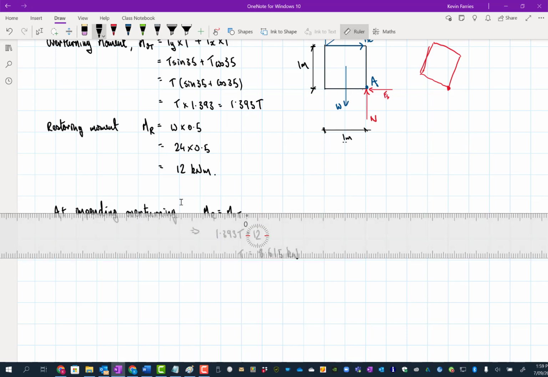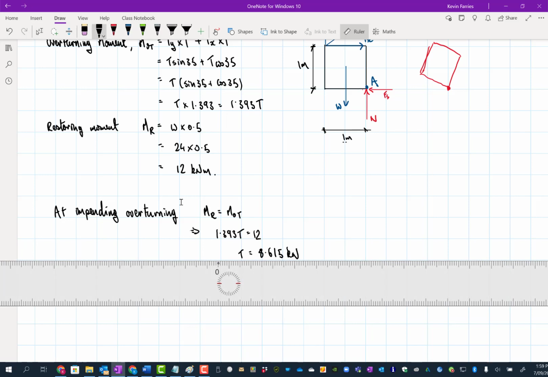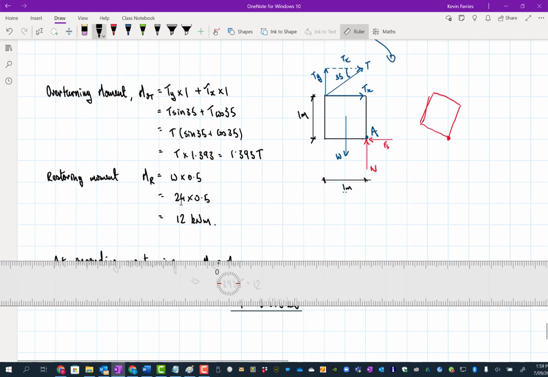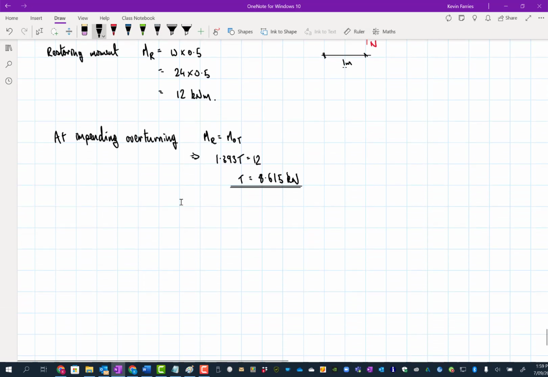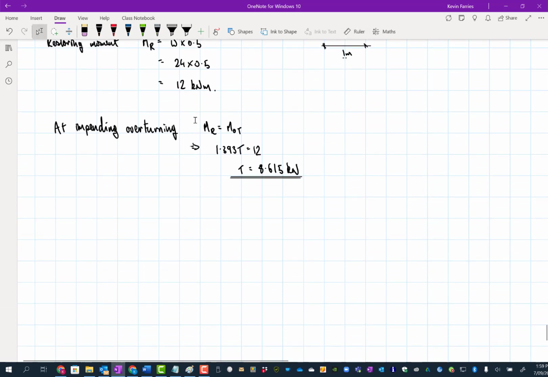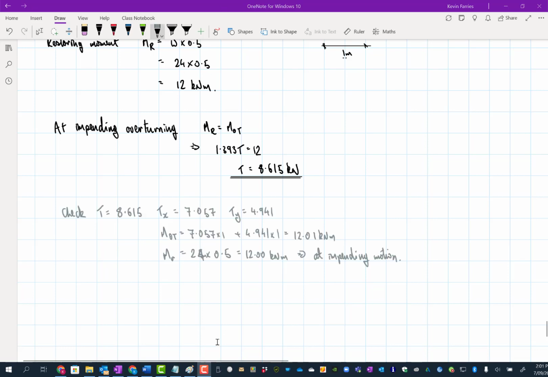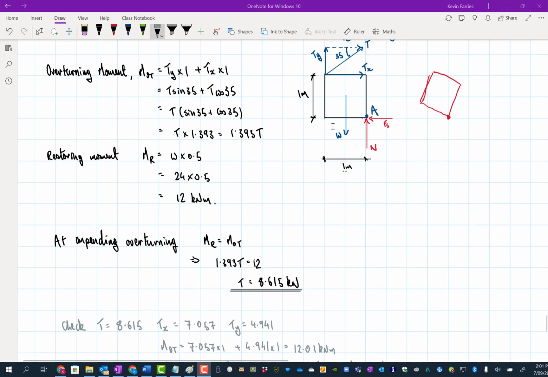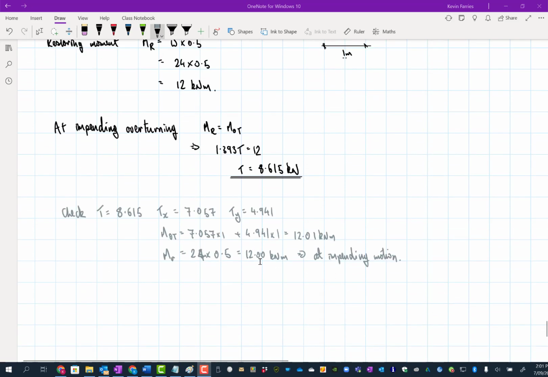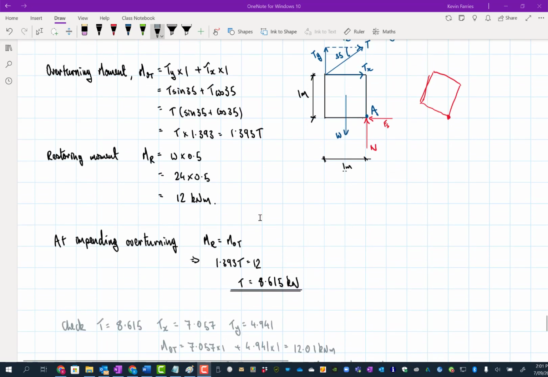Now let me do a quick check on that as well. I'll just put the numbers back in my free body diagram, and we'll just check that we are at the limit. So we are at the point at which the overturning moment equals the restoring moment. Give me a second, I'll do that. Okay, so I've worked through the check, and it is the case that if I put the value in here and calculate my x and y components and then calculate the overturning moment, it's equal to the restoring moment. So this is when T is at 8.615 kilonewtons. We're at the point where it's about to rotate.